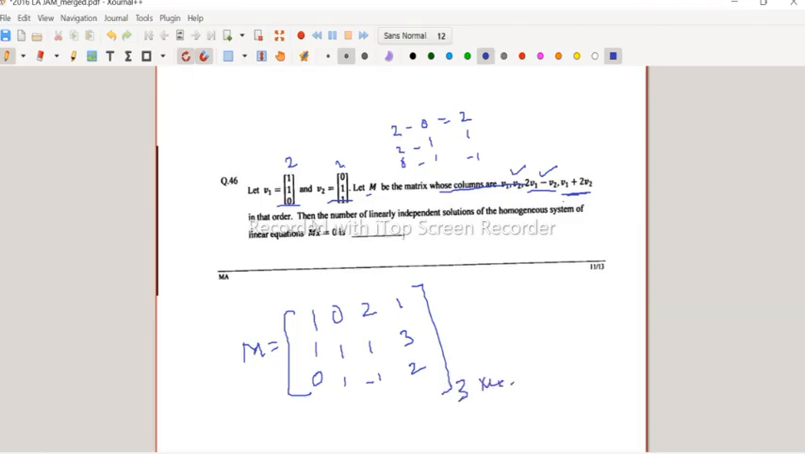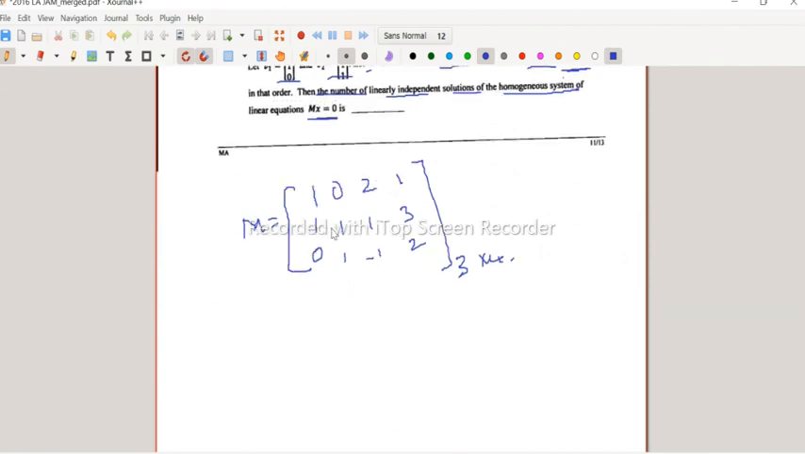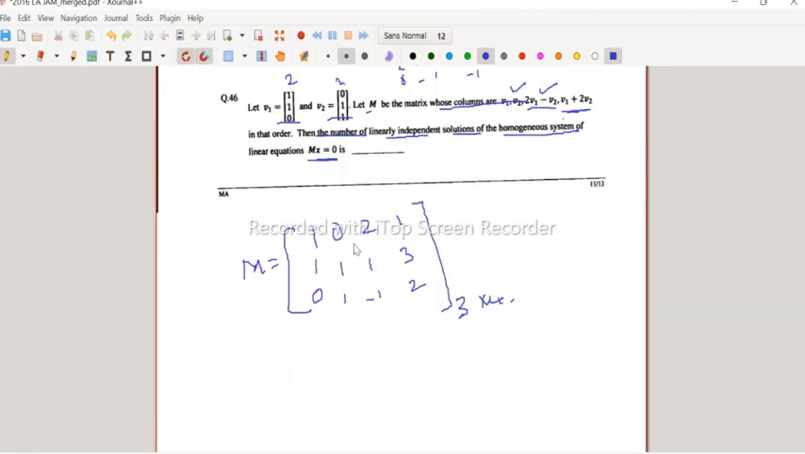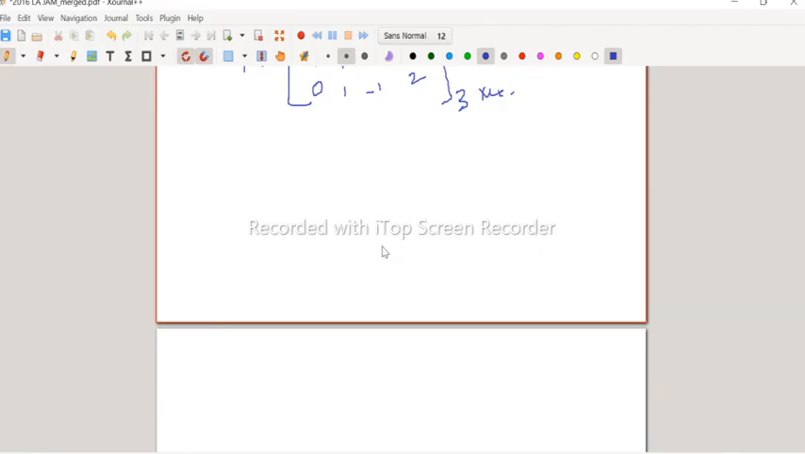Okay. Now what is this? The number of linearly independent solutions of the homogeneous system of equations Mx equal to 0. Okay. How many linearly independent solutions? So you have to reduce it to row echelon form and then find the row space. So find the row space and then find the dimension of the row space. That is actually nothing but the rank of the matrix they ask you. So actually, what is the solution?